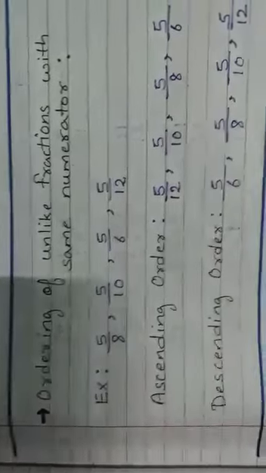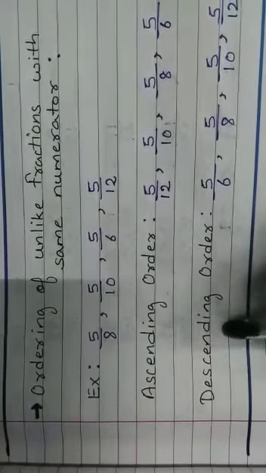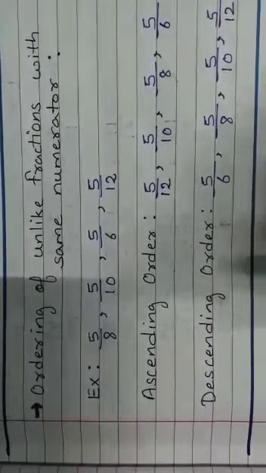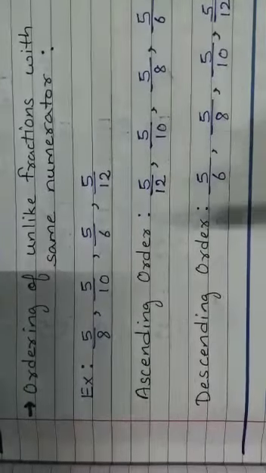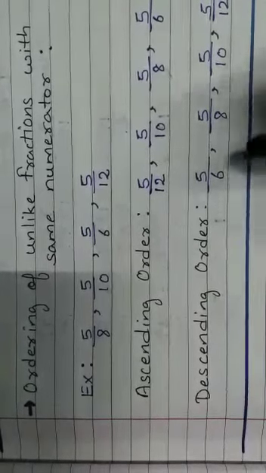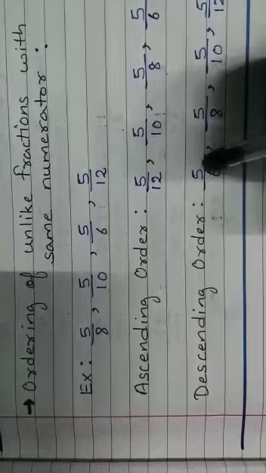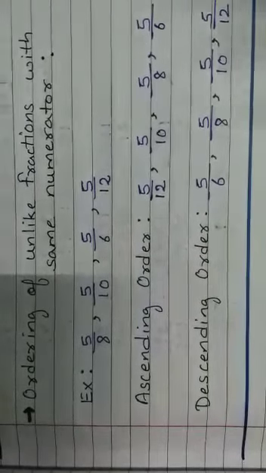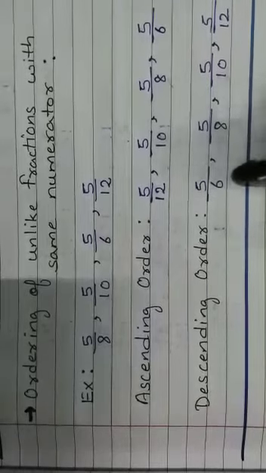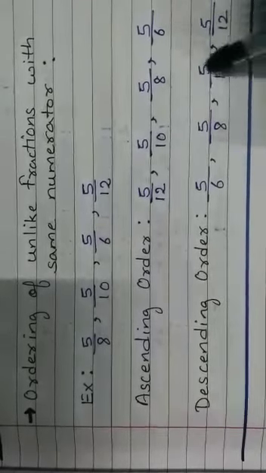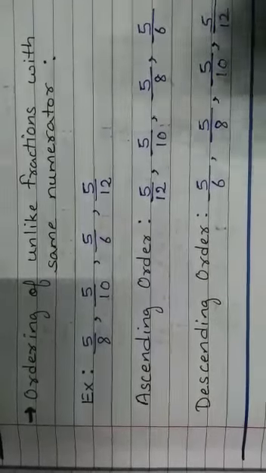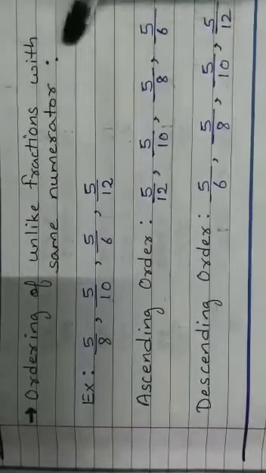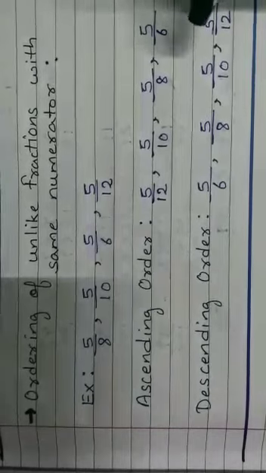And just opposite of that, descending order, that is the order in which we have to arrange from the biggest to the smallest. So here you can see as the denominator is smallest, it means this fraction is the biggest among all these four. So that's why we have 5 upon 6 at the first place, then 5 upon 8, then 5 upon 10, and at last we have 5 upon 12. I hope you all have understood how to order unlike fractions with same numerator. Okay, good.